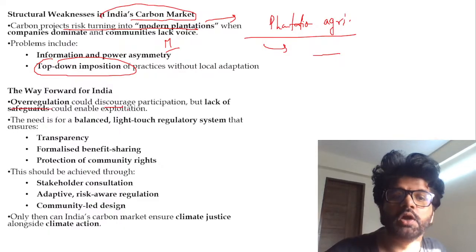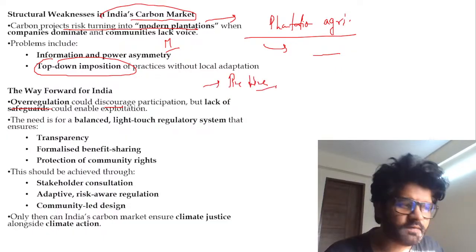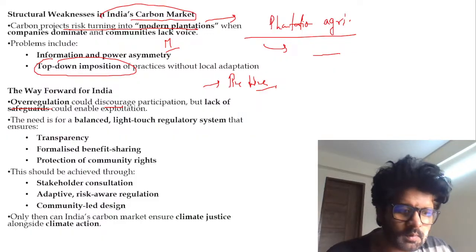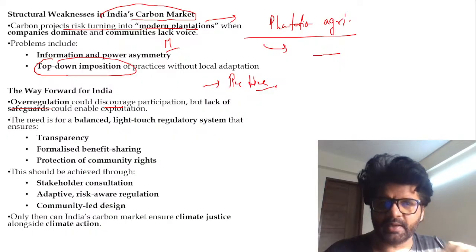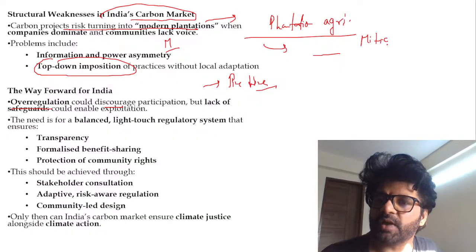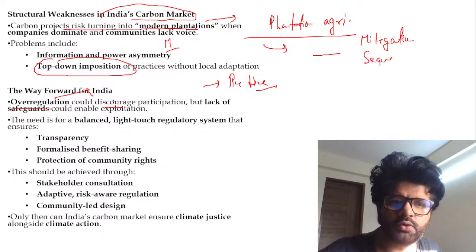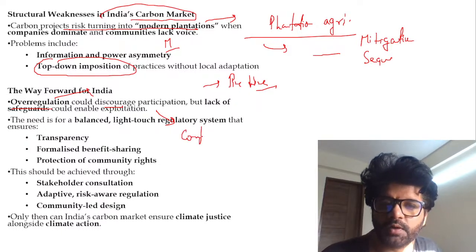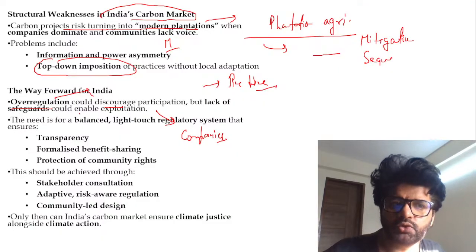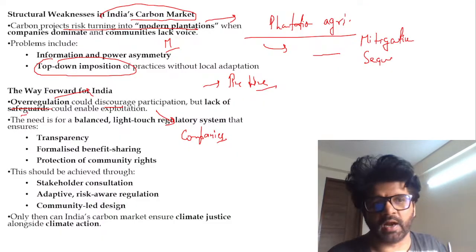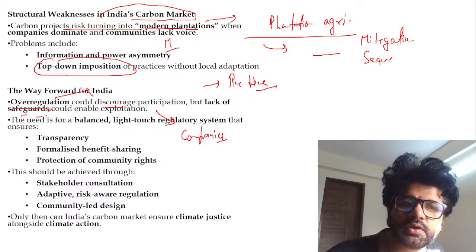Way forward: over regulation could be discussed. Now there is a fine line here. What is the fine line? The fine line is like Vedanta, Niyamgiri Hills, bauxite mining. If you are over regulating, if let's say the government is setting certain criteria that for a mitigation and sequestration project to go on, they have to take permission from local people and so on, then this is over regulation. It could discourage participation. Maybe companies will not come forward for these solar projects, wind projects, or afforestation, reforestation, whatever. They will not come. So over regulation is bad, but lack of safeguards will undermine local people's rights. So there has to be a balance between over regulation and lack of safeguards.